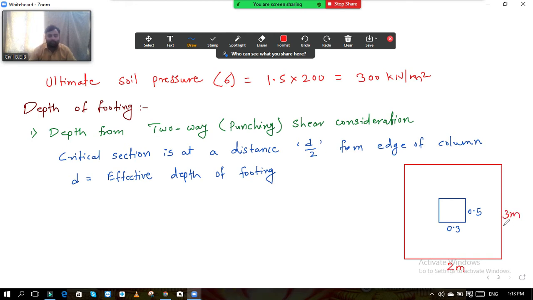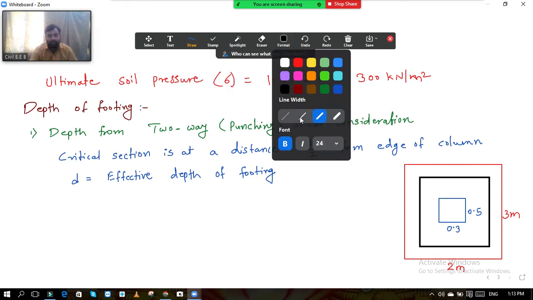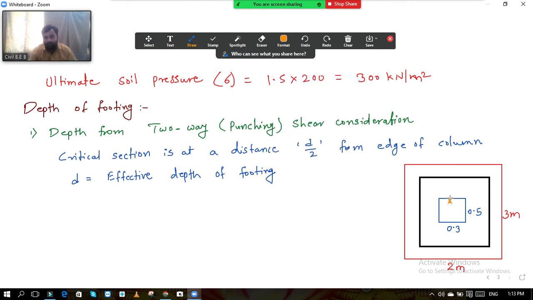This is the footing. Now the critical section is at a distance of d by 2, where d is the effective depth. We don't know the value of d. From the edge of the column, that critical section I will draw with this black ink, like this. This is the critical section, and it is at this distance, which is d by 2 from the edge of the column.